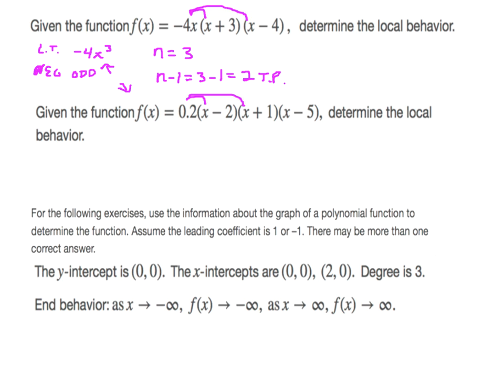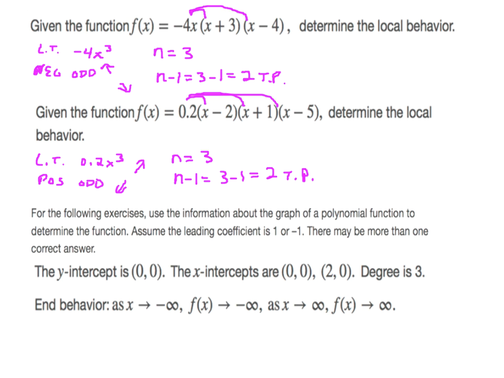Same thing here. I'm going to multiply it out. My leading term would be 0.2x cubed. That is a positive odd. Falls left, rises right. My n is 3, and n minus 1 is 3 minus 1. This is also going to have 2 or fewer turning points.